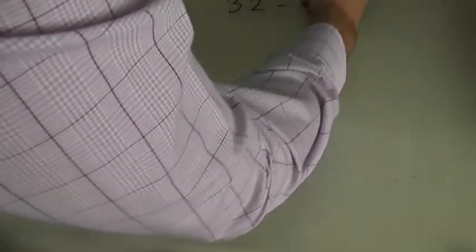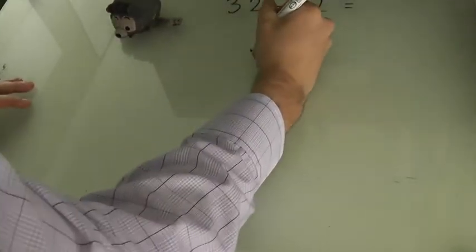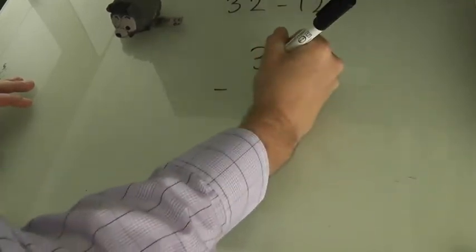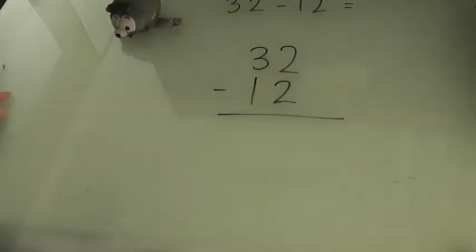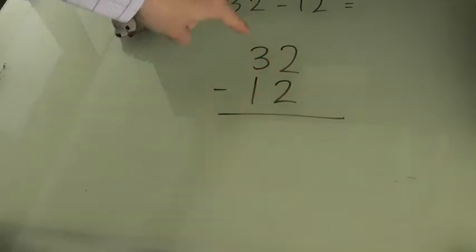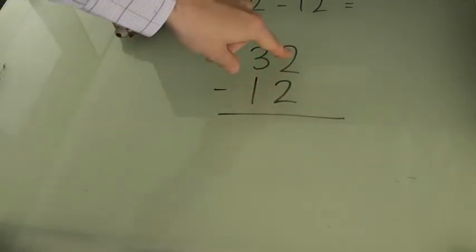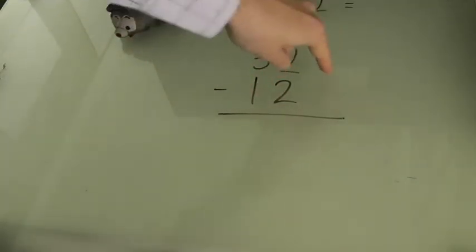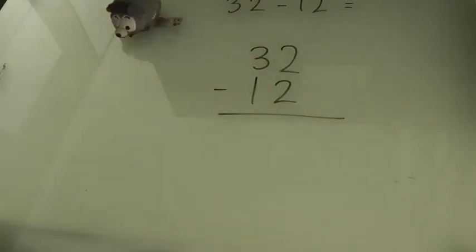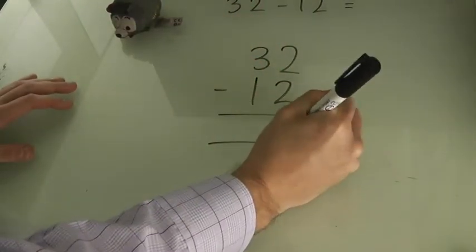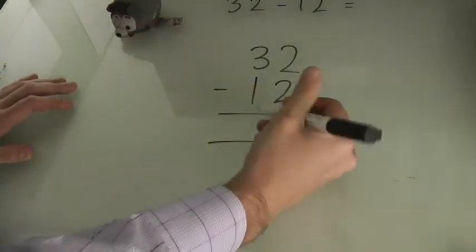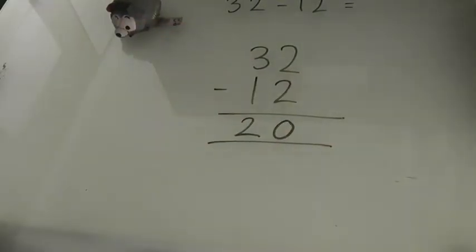So if we have the calculation, 32 take away 12. So we've got a 2-digit take away a 2-digit. You write them into your column grid. So as you can see, 1s are lined up, 10s are lined up. You start off on this side as you go from right to left. So you do 2 take away 2 equals 0. 3 take away 1 equals 2. So your answer would be 20.